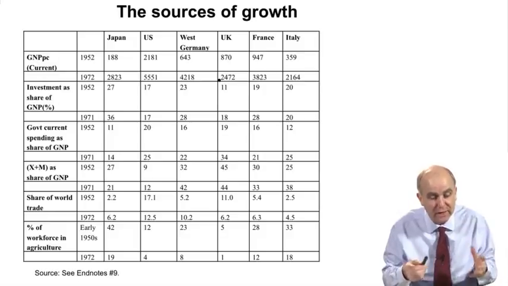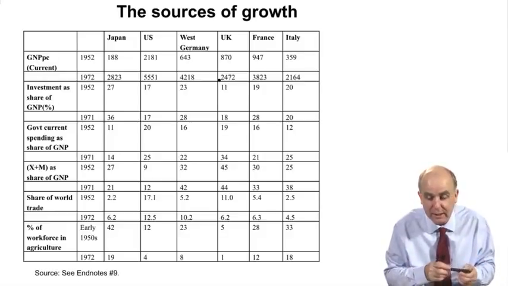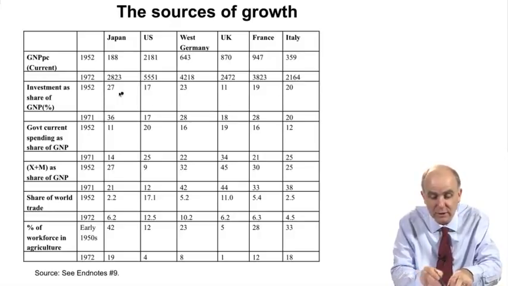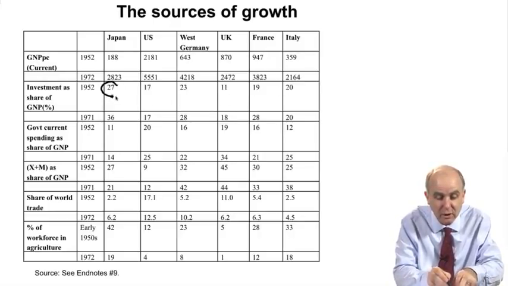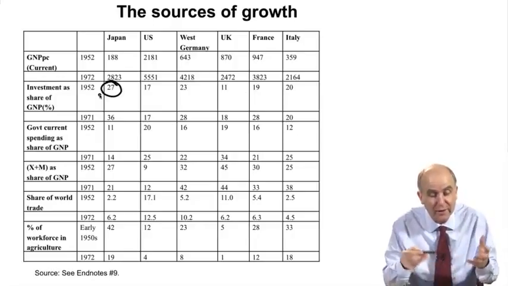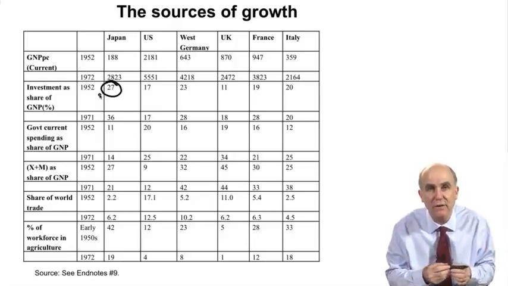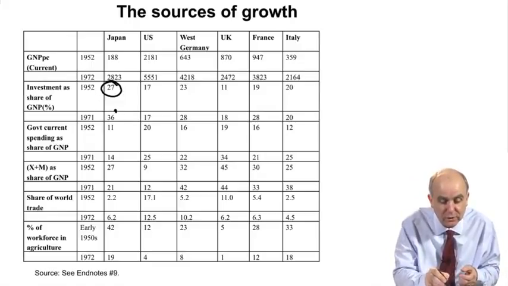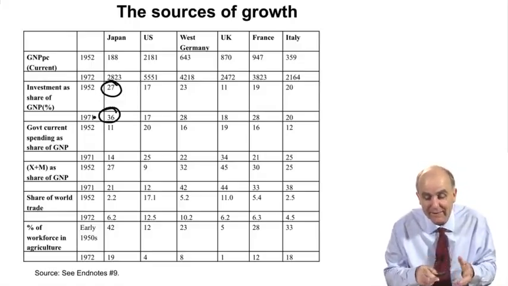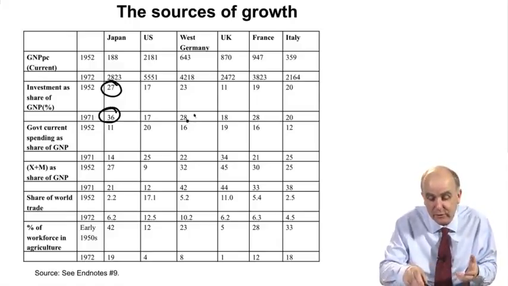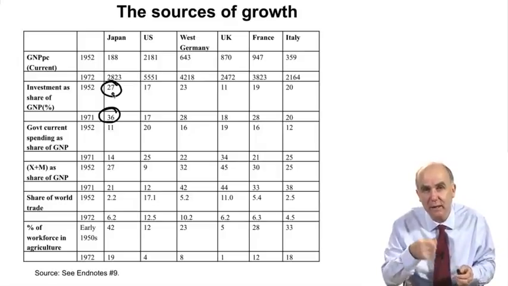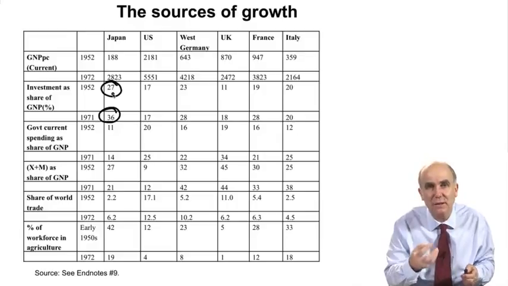The next variable is investment as a share of gross national product. And if you look across in 1952, you see that one thing that's notable in Japan is that it has a relatively high share of investment in gross national product. And in fact, when we look forward to 1971, we see that increases. It increases in some of these other countries as well, but the fact that it increases in Japan means that Japan really remains the leader in terms of the amount of investment that it's doing.